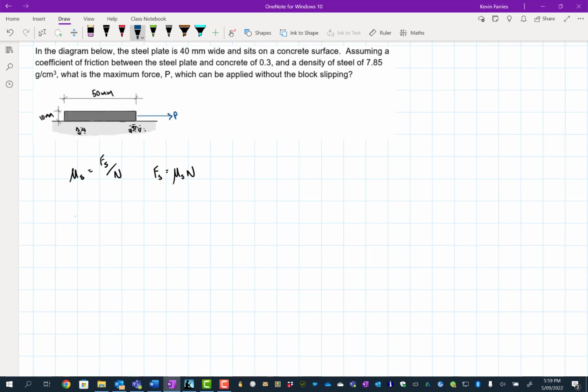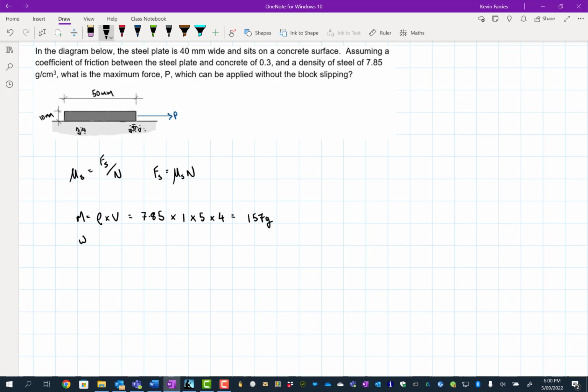So we've been given the density, so we can calculate the mass first. Mass is equal to rho times volume. Rho is just the density, which is 7.85 grams per centimetre cubed. So we need to use centimetres for our volume. That's 1 centimetre, 10 mil is 1 centimetre, times 5 centimetres for the length. And then the question tells us that it's 40 millimetres wide, so 4 centimetres wide. So that is going to be equal to 7.85 times 20. Let's calculate that. 7.85 times 20 is equal to 157 grams.